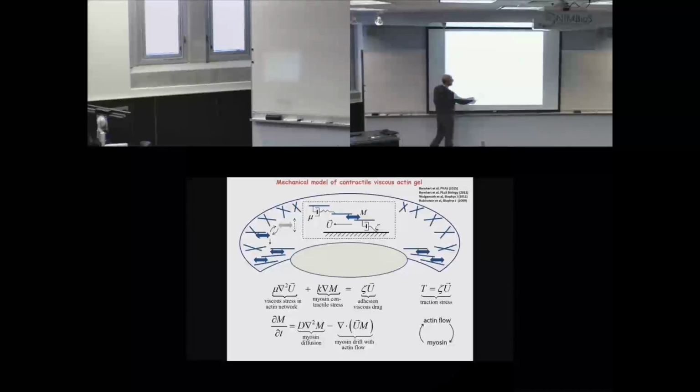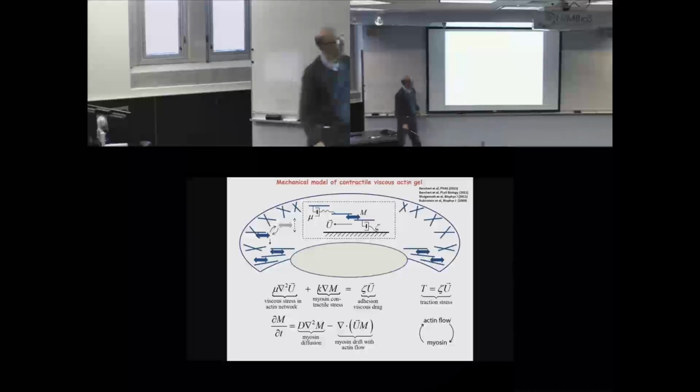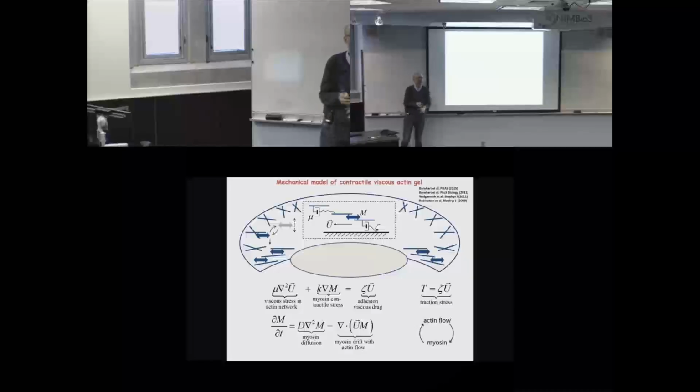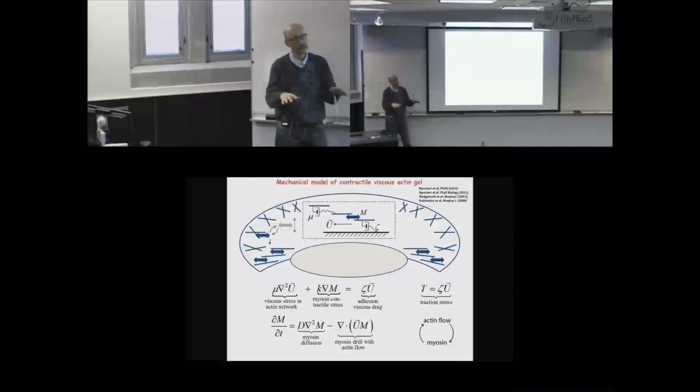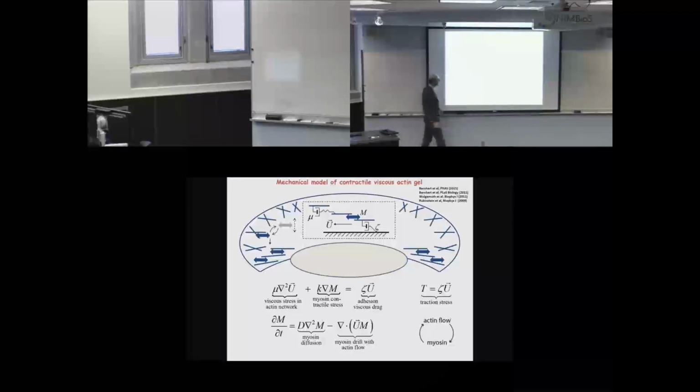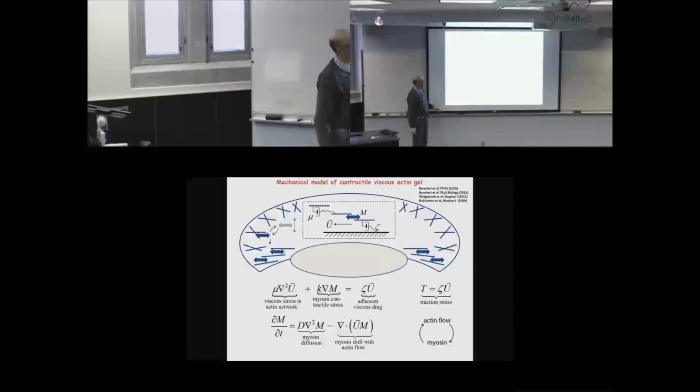And finally, there's a force of effective viscous drag when the actin network starts moving relative to the surface on which the cell is sitting, because there are lots of molecular adhesions between the actin network and the surface. And so this force is modeled by the usual expression.